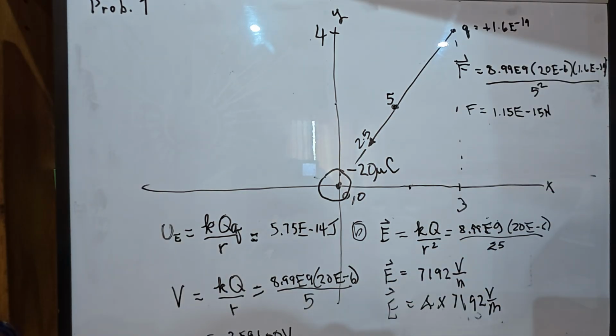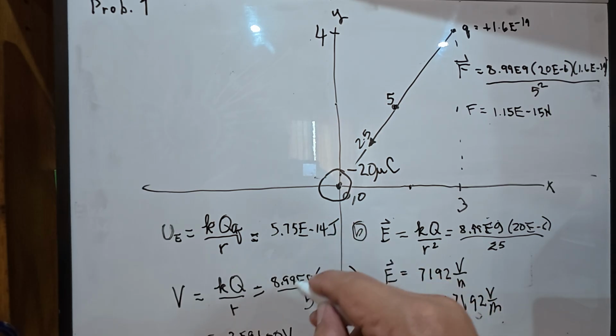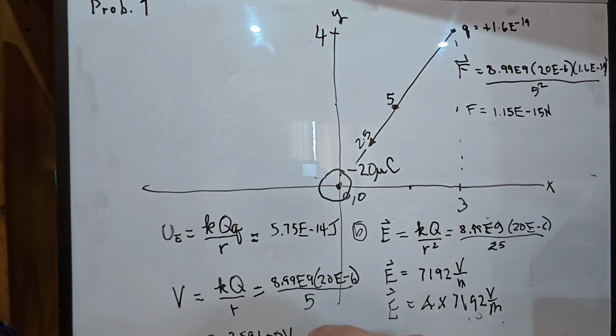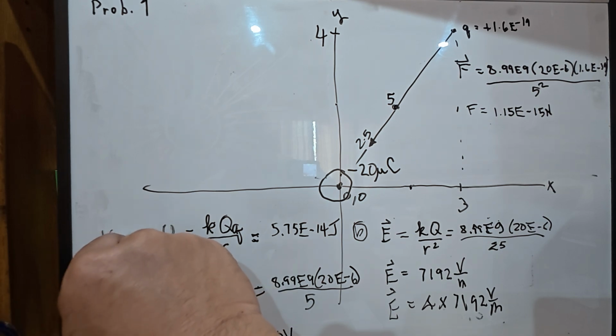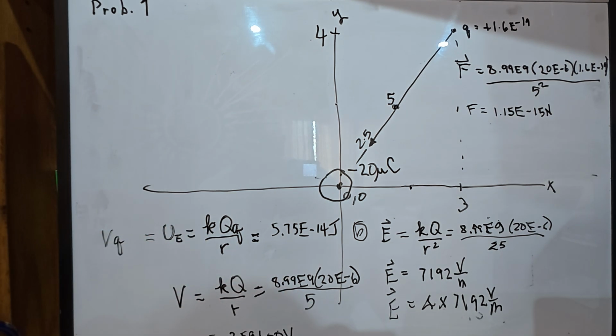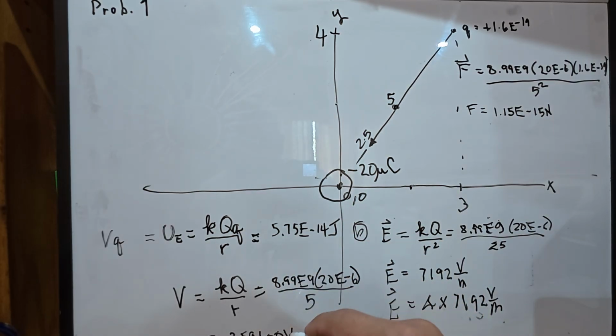So here are the results. The potential energy is 5.75 times 10 to the minus 14 joules. And the voltage is 359,600 volts. So this quantity is the same thing as the voltage times the charge. So if I multiply this by the charge, which is 1.6 times 10 to the minus 19th, if it's only 1 electron, it's a minuscule amount of energy. So that concludes problem number 1.